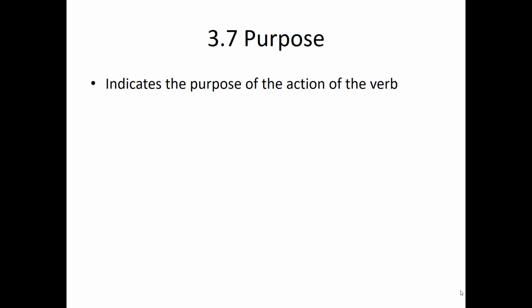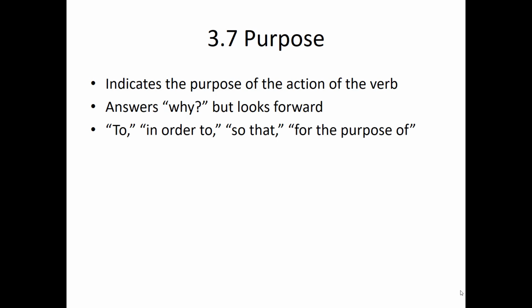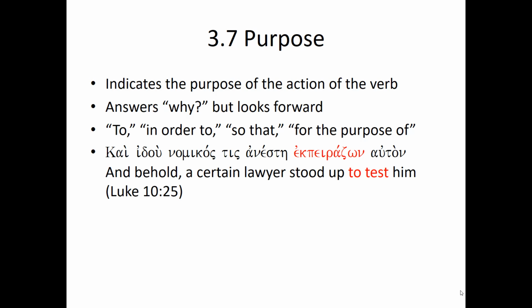Purpose. A participle can give the purpose of the action of the verb. This answers why, but it's forward-looking. So you might use to, in order to, so that, for the purpose of. It's not because. Because is backwards-looking, and purpose is forward-looking. Kai idu, namakastis aneste, ek peiradzon auton. And behold, a certain lawyer stood up. Why? To test him, for the purpose of testing him. This never turned out so well, did it?